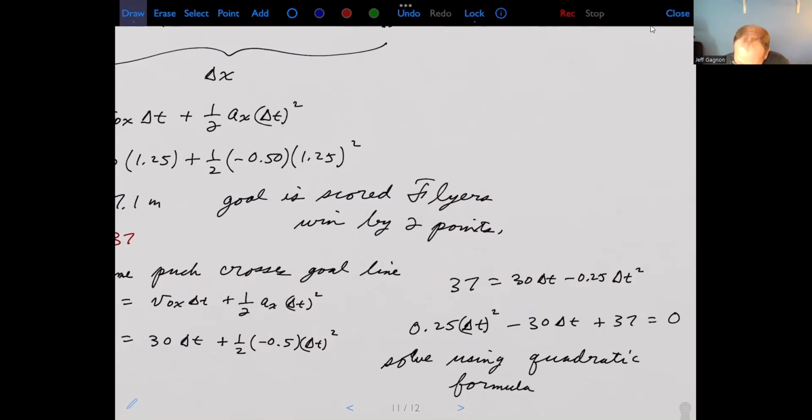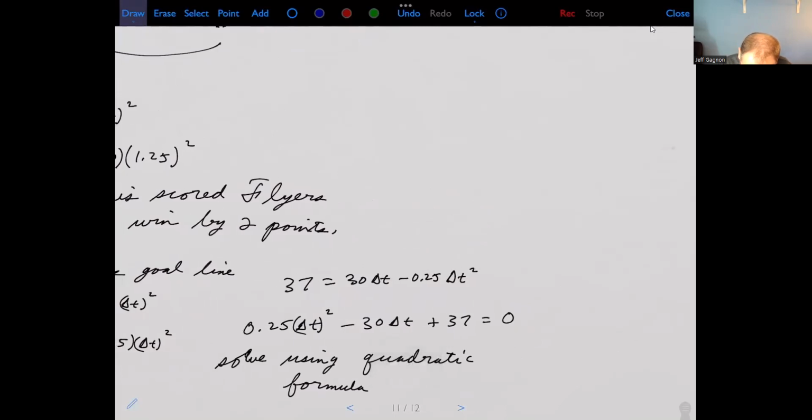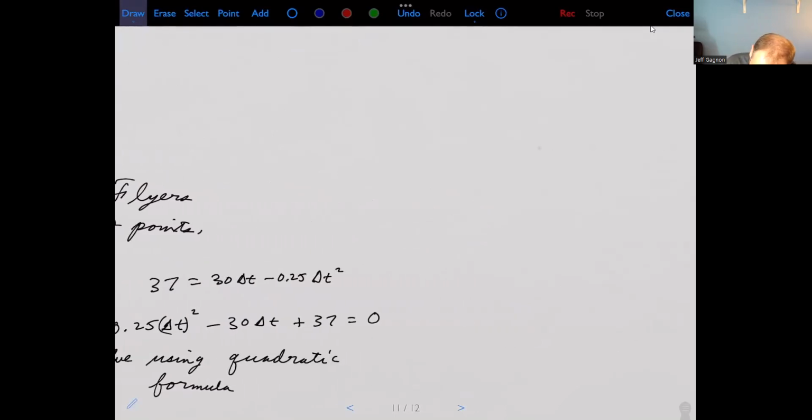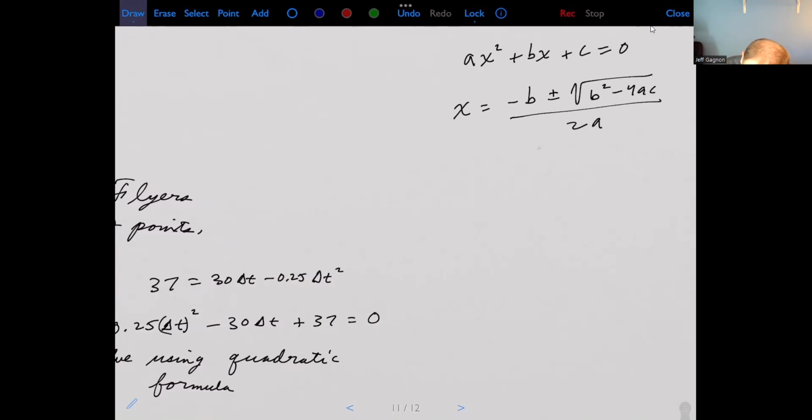Where in this case, oh, I don't have any space in the bottom, so I'm going to go to the right here. In this case, remember the quadratic formula? If you have ax squared plus bx plus c is equal to 0, then x is going to be minus b plus or minus the square root of b squared minus 4ac all over 2a. So in this case, our a is 0.25, our b is negative 30, and our c is 37, right? So you could plug that in and solve for our x, in this case delta t.